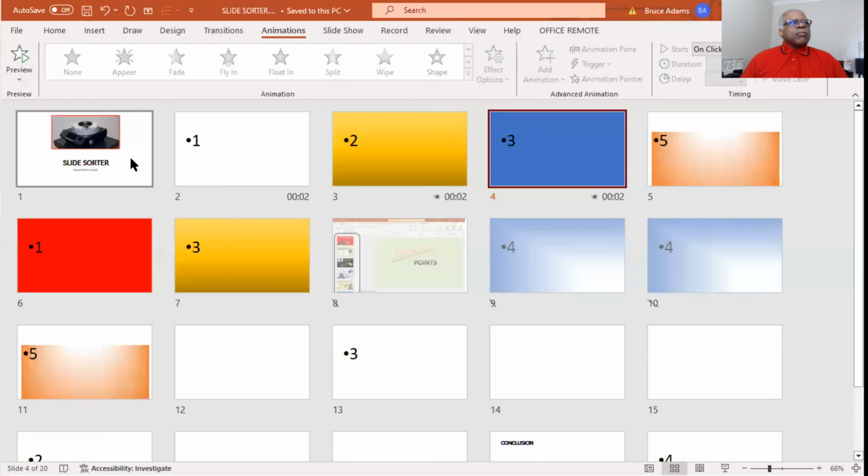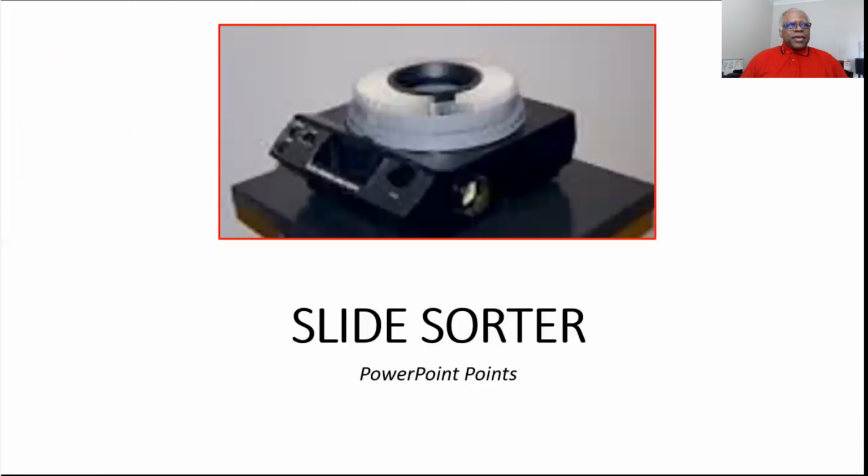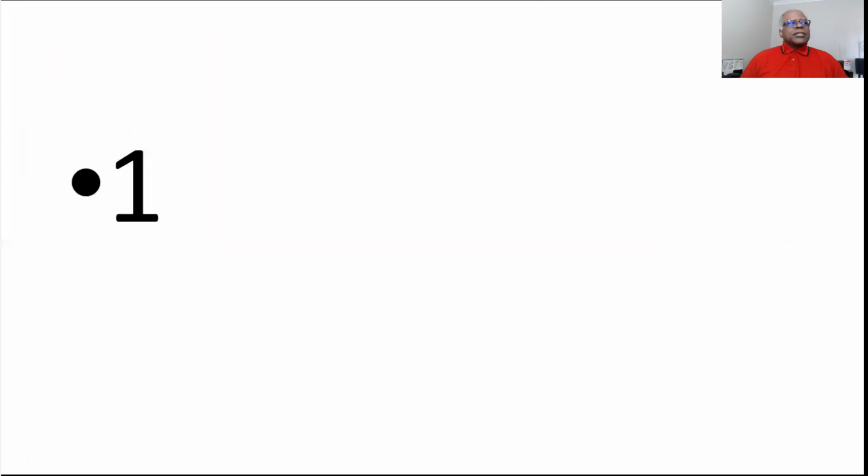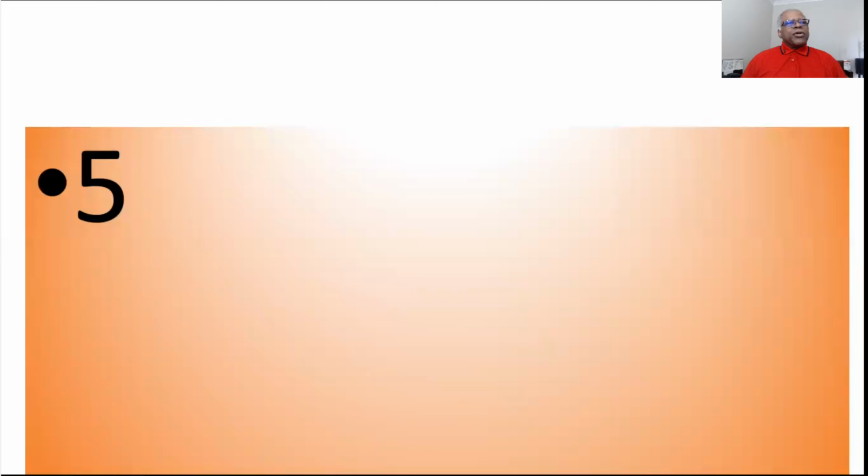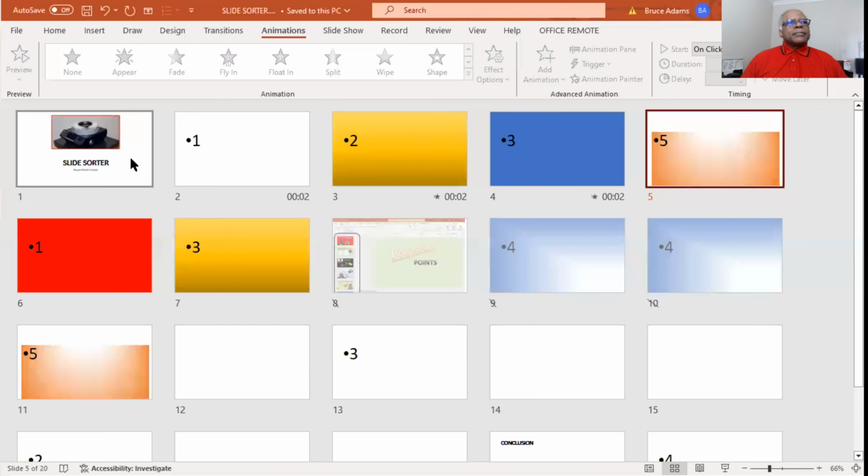So if we go to slide 1, press F5, go to next. Should have a 2-second delay. That's going to appear. That's going to float in. Then we go to 5 and it'll stop. So that's about it on slide sorter.